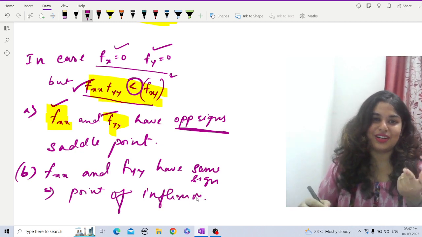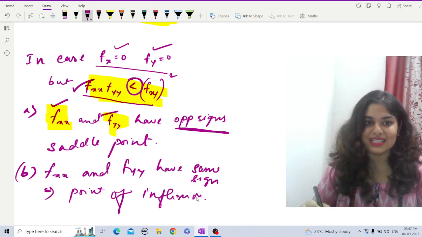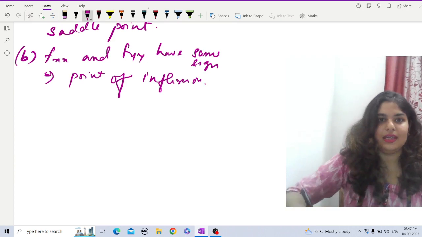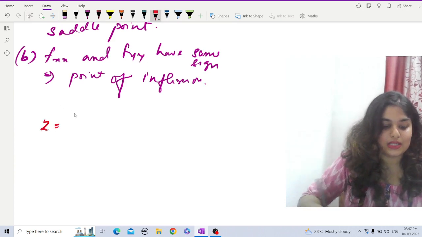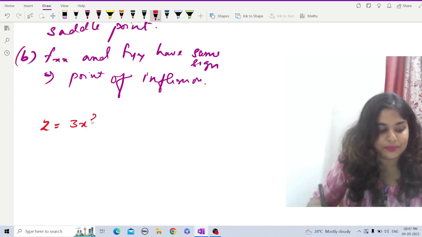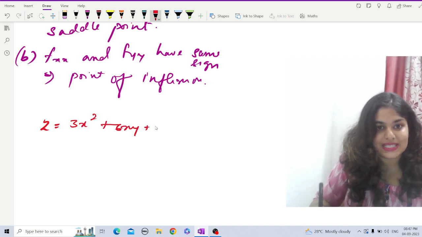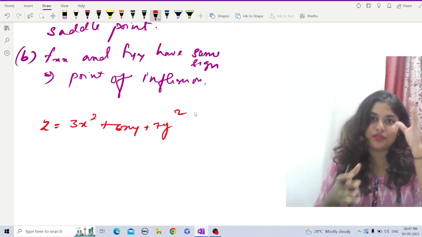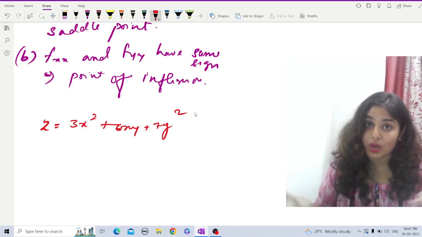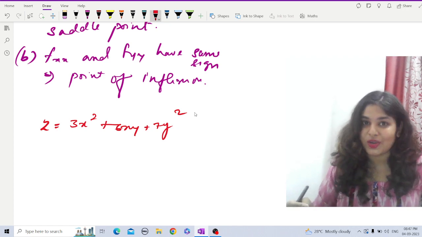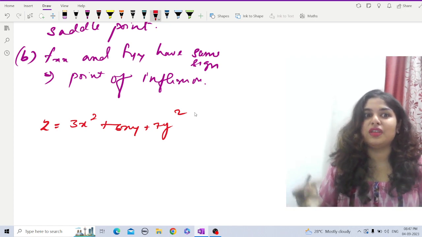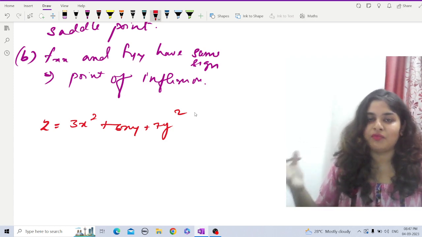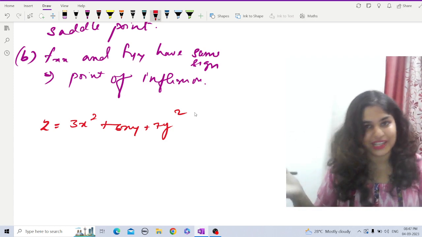So let us have a quick example. Suppose you have a function, say z is equal to 3x squared plus 6xy plus 7y square, right? Now let us check out of the four conditions that we have studied, which of the maximum points, minimum points, saddle points and point of inflection will be satisfied by this function. Okay, so let us quickly first calculate all the first order and second order derivatives.